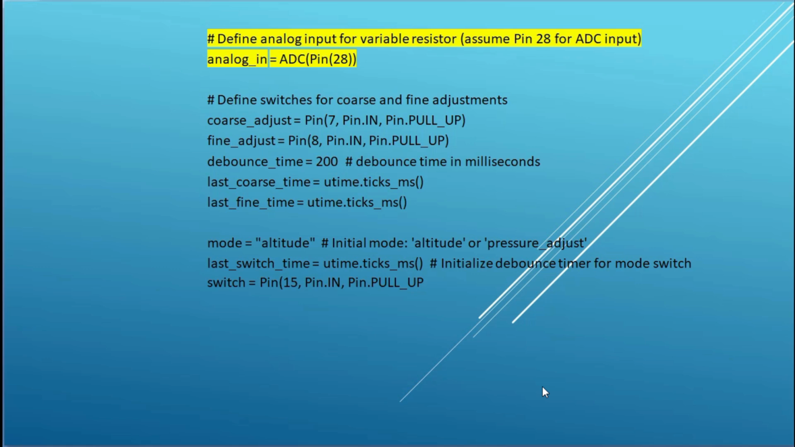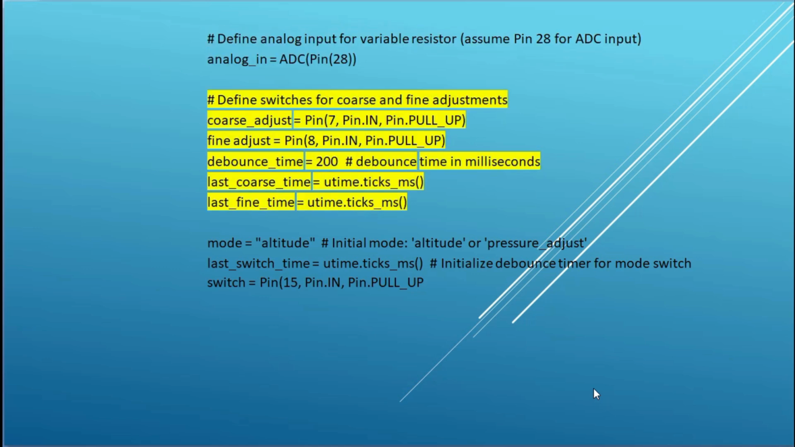We also have to define the analog input for the variable resistor that sets the barometric pressure, and that's on pin 28 of the RP2040. As we said, this variable resistor allows the user to set the barometric pressure to the local barometric pressure. Next, we define the switches that allow coarse and fine adjustment of the barometric pressure. And then we have to set our debounce time for the switches to ensure that when we push the switches they don't bounce and cause false triggers.